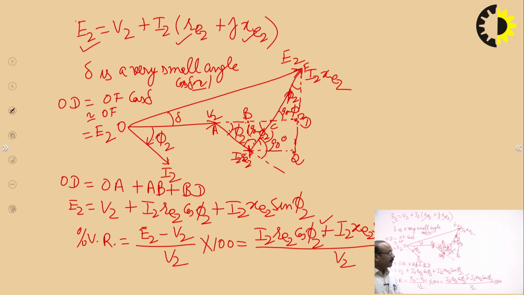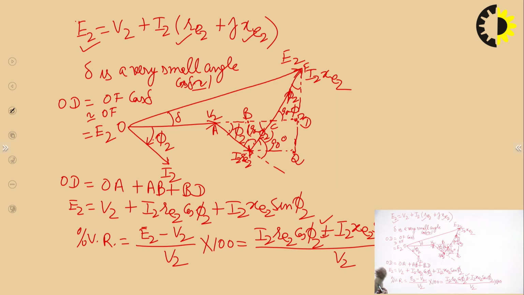For a leading power factor load when we are finding voltage regulation. But for a lagging power factor load, due to the positive sign, voltage regulation can neither be 0 nor be negative for a lagging power factor load connected across the secondary.